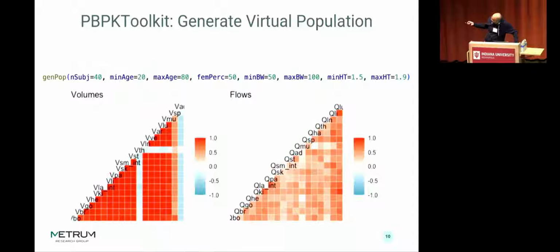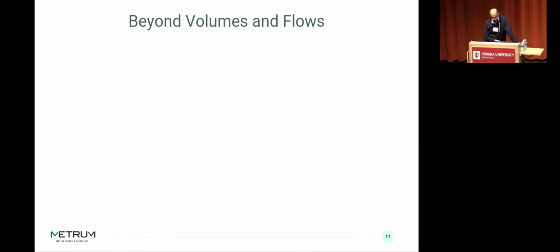And also thymus, right? This makes sense. Thymus shrinks as we grow older. So that's reassuring that what we're getting is physiological. And then nothing very special about the blood flows. They are correlated. So beyond the volumes and flows, this is what we focused on so far.